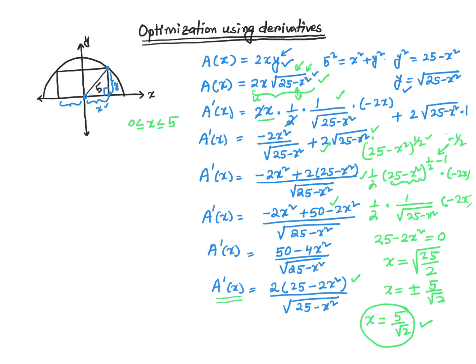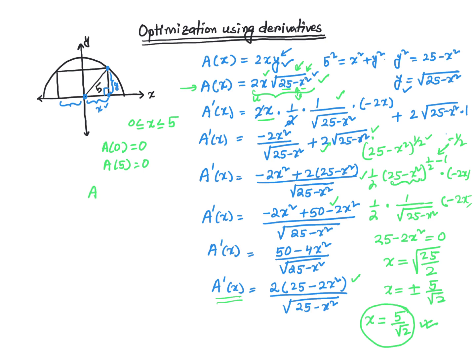So let's look at the value of this function A of x at 0, the boundary point. So A of 0 is going to be, x is 0, so the whole term becomes 0. How about A of 5 at the boundary point? If x is 5, then 25 minus 5 squared, which is 25, so 25 minus 25 is 0. So that's also 0. And now I need to evaluate at this value.